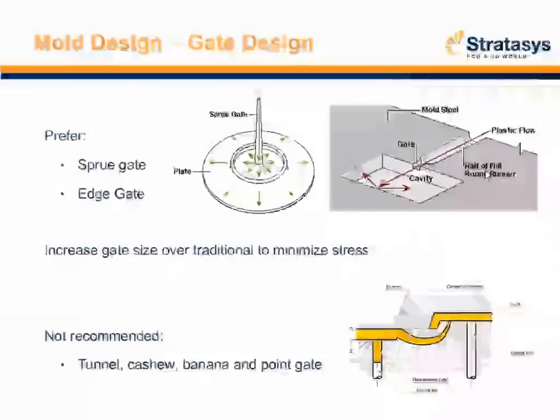In terms of the gate, basically what we would like is to reduce as much as possible the temperature and the pressure going into the printed tool. So we would like to use a screw gate or an edge gate when we design a tool to be used with our Konex machine or printed in 3D. We would like to increase the gate size over traditional gate sizes to minimize the stress here. So we don't recommend a tunnel gate, cashew gate, banana gate, and point gate. So try to stay with the screw gate or edge gate.